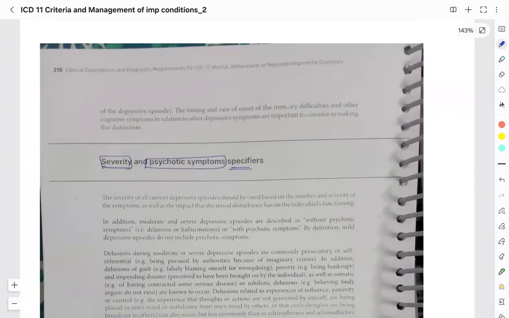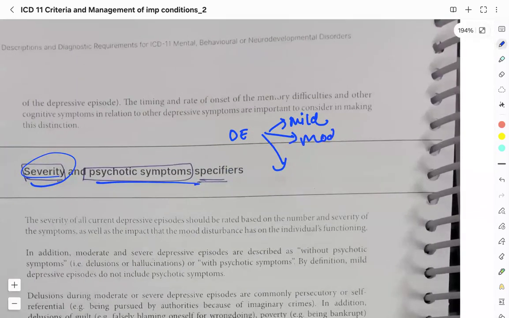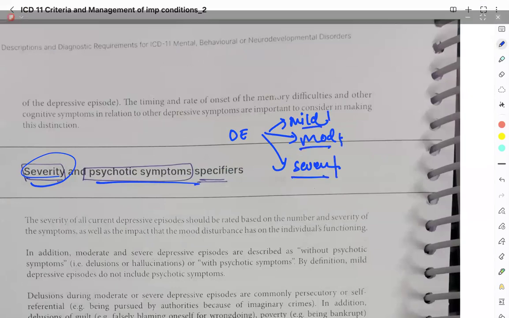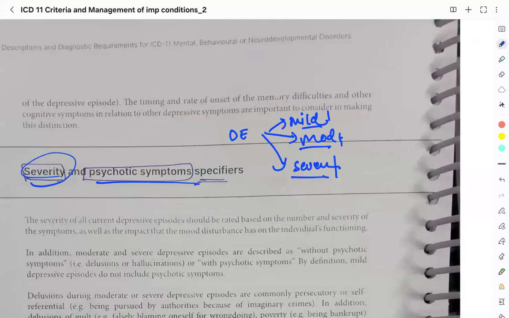Okay, moving on to the severity. So, how do you describe whether this depressive episode is mild, moderate, or severe? Anyone? How do you know? How do you say that, okay, this patient is having a mild, moderate, or severe episode?